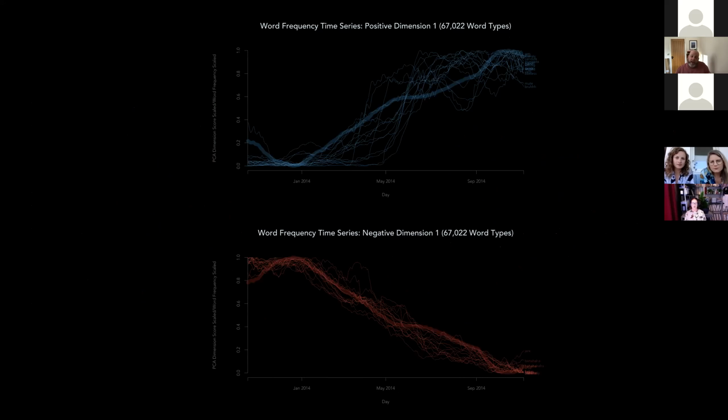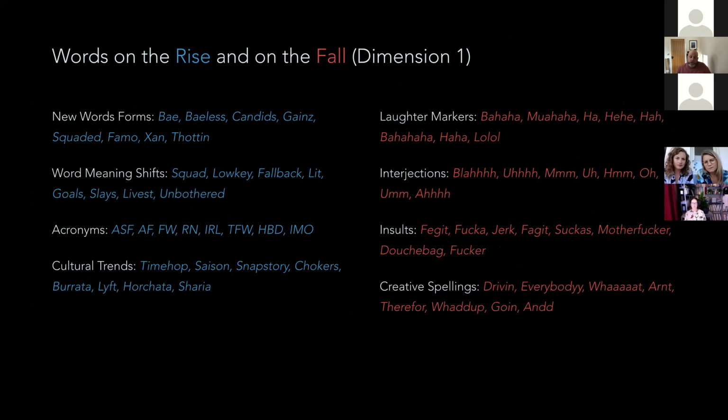So these are words that were rising or falling over time, and we can see that they show some pretty specific patterns. The words on the rise, at least at the very top end, include a lot of new word forms, things like bae and bayless, things that are not yet in the dictionary. We see shifts on existing words like squad, slays, goals, lit. These are all words with fairly well-known meaning shifts. Lit became to mean good or excellent, squad to be your group of friends. You see a big uptick in acronyms, and lots of cultural trends.